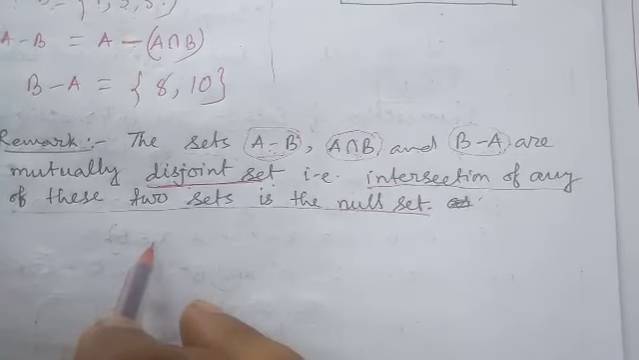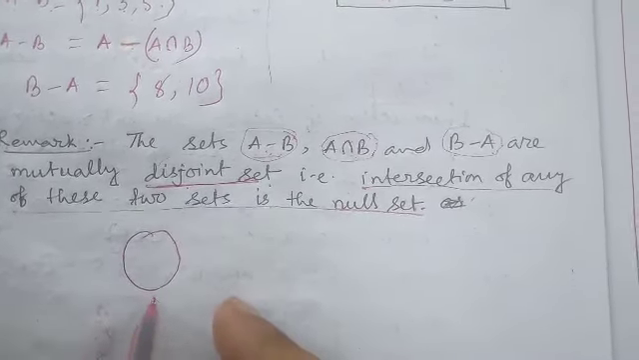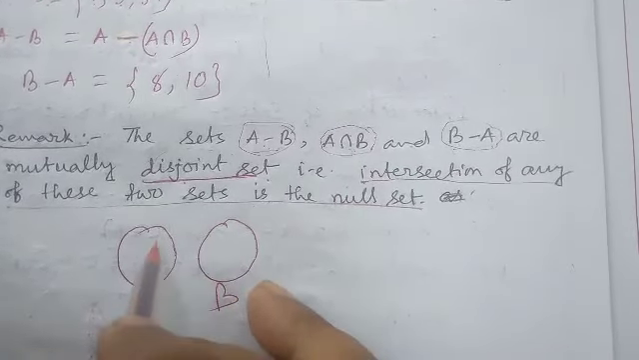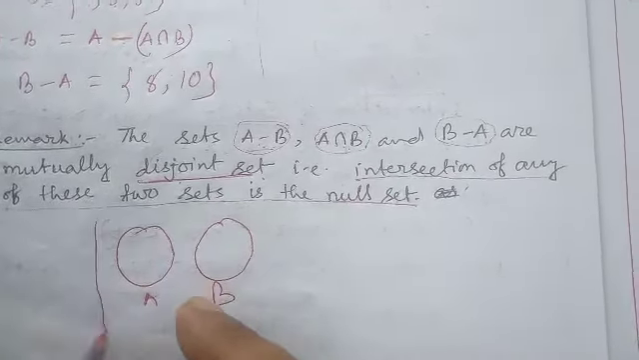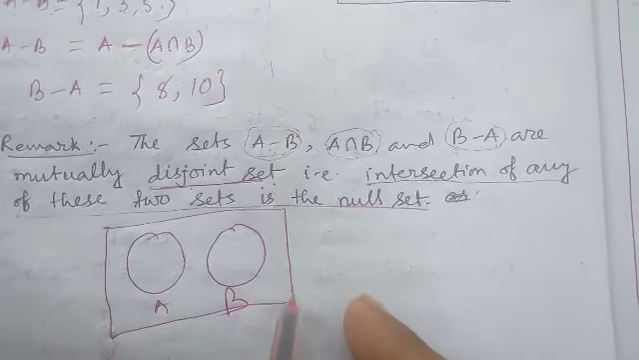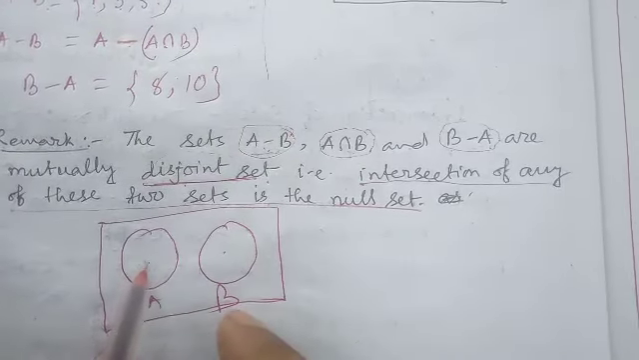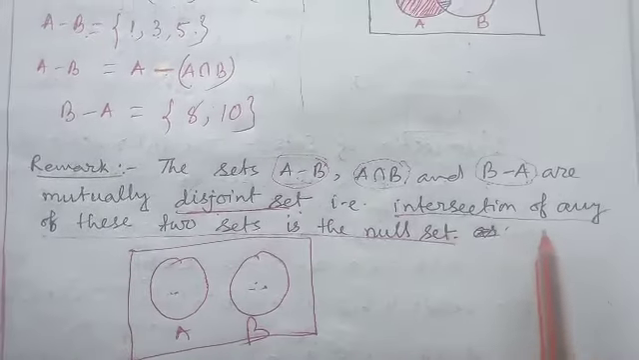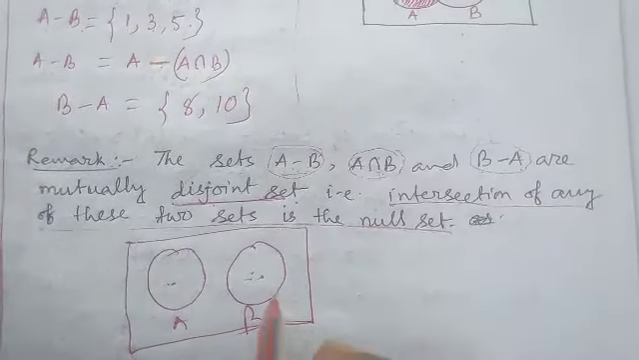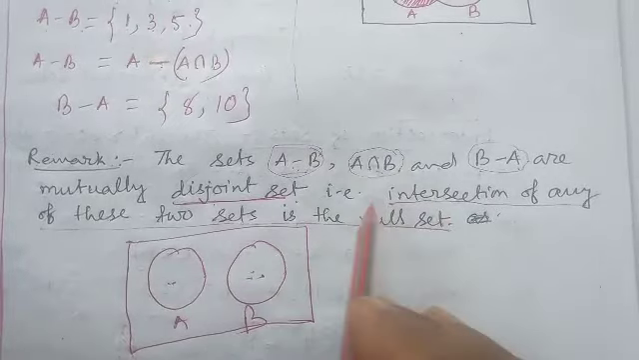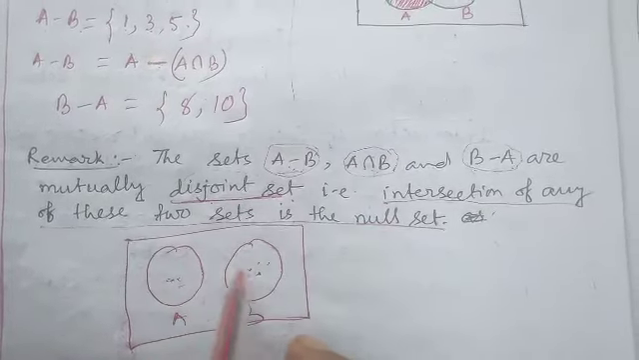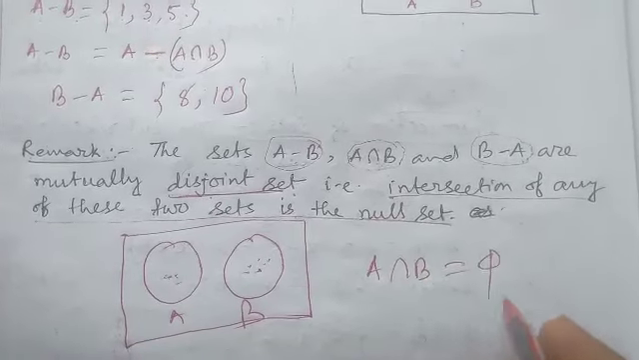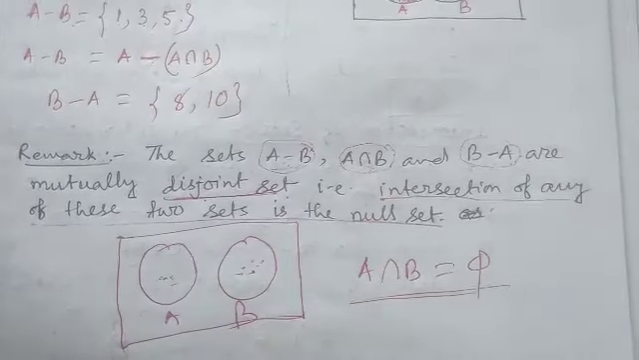And what is the Venn diagram of two disjoint sets? Suppose A is your set and B is your another set. Here there is no connection, that means no common element in these two sets. These two sets are your disjoint sets, and the intersection of any of these two sets is always the null set, because there is no common element. That means A intersection B equals phi, which means empty set or null set or void set.